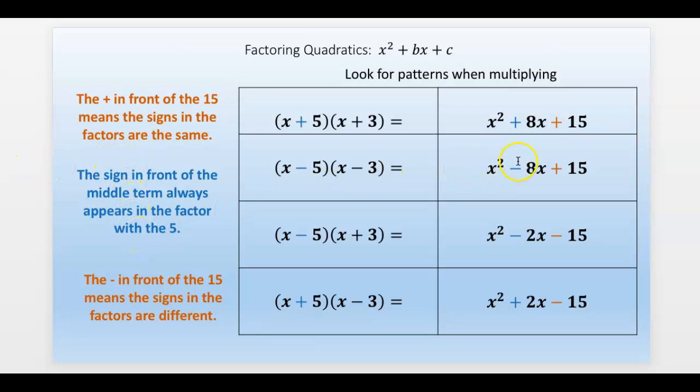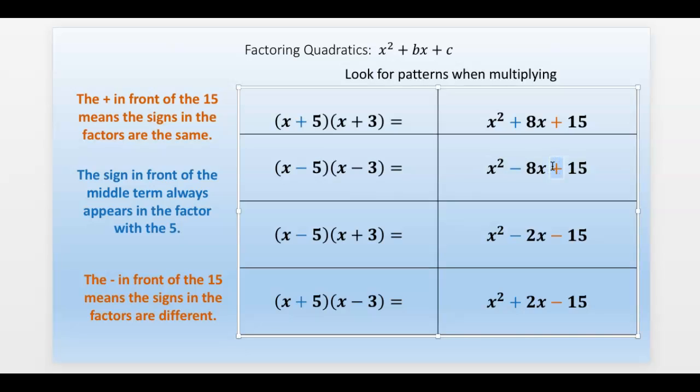All right, let's take a look at the second one. Again, this says x minus 5 and x minus 3. Well, that equals x squared minus 8x plus 15. Again, that plus sign in front of the 15 tells us that the signs in our answer are the same. They're both the same sign, see, these are both negative. The negative in front of the 8 tells you that they're both negative. That's only if the second sign is plus.